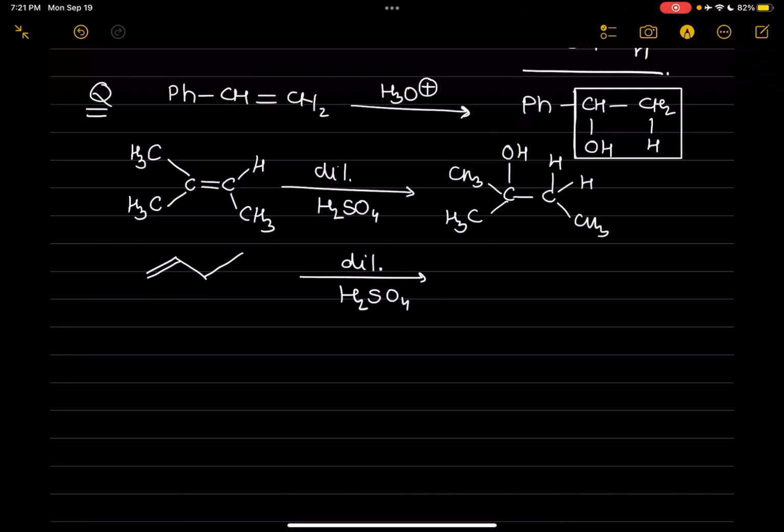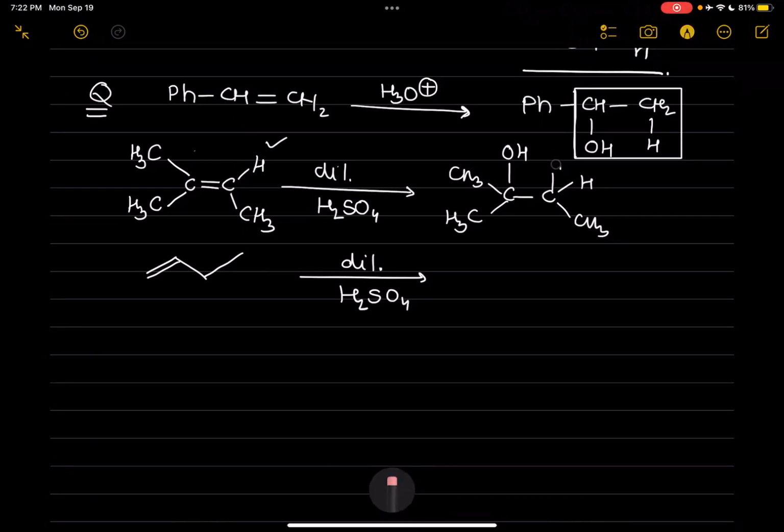Is it clear? Can you explain that? There is a double bond between two carbons. On the right carbon, there is 1 hydrogen. On the left carbon, there is no hydrogen because there are 2 carbons. So I'm going to put the H on the carbon atom which already has more hydrogens, and the OH on the adjacent carbon atom, right? Okay.